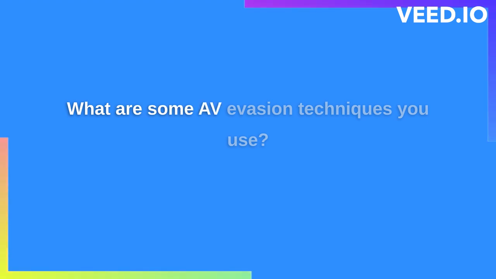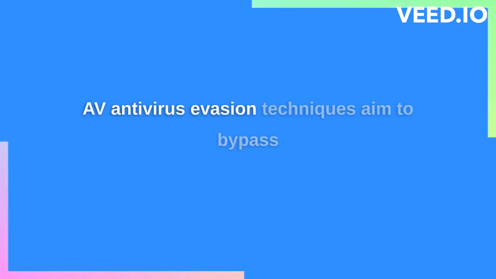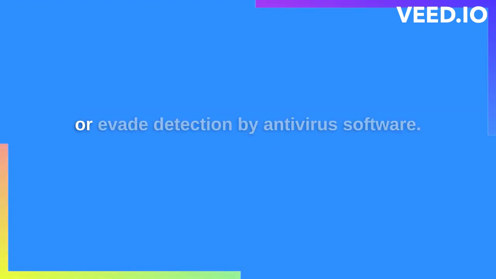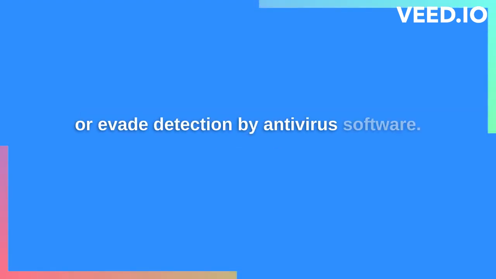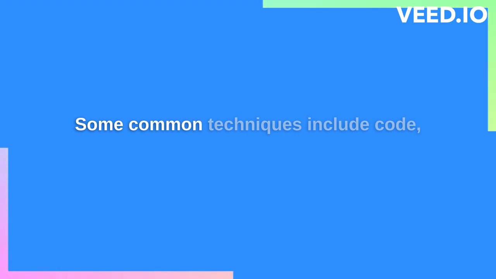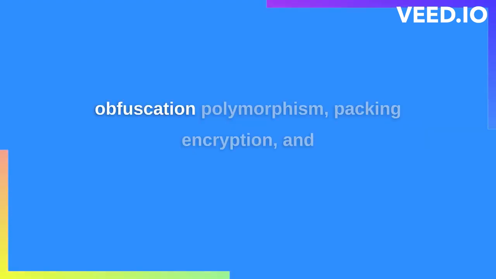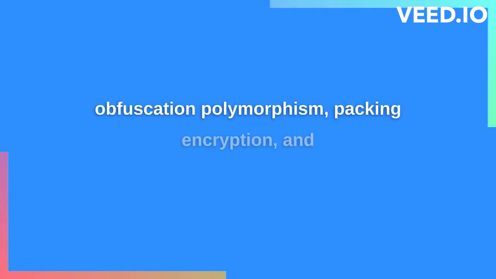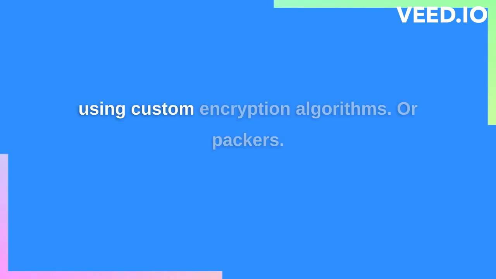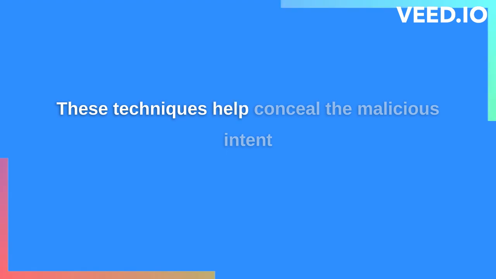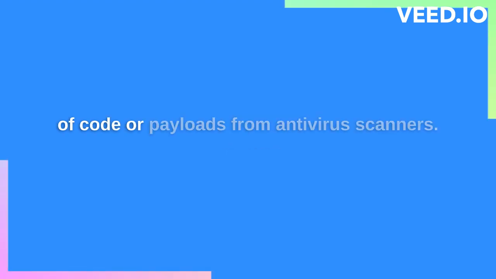What are some AV evasion techniques you use? AV, antivirus, evasion techniques aim to bypass or evade detection by antivirus software. Some common techniques include code obfuscation, polymorphism, packing, encryption, and using custom encryption algorithms or packers. These techniques help conceal the malicious intent of code or payloads from antivirus scanners.